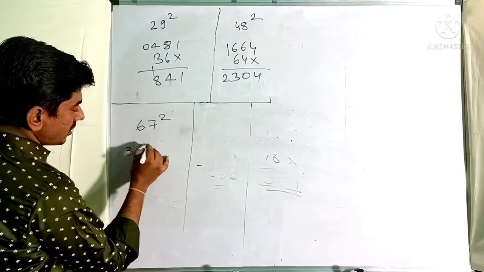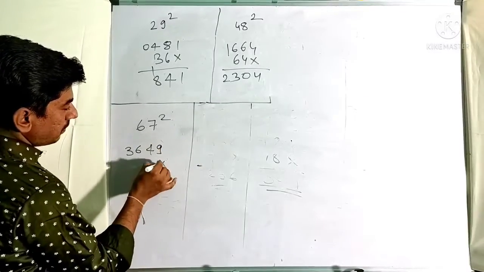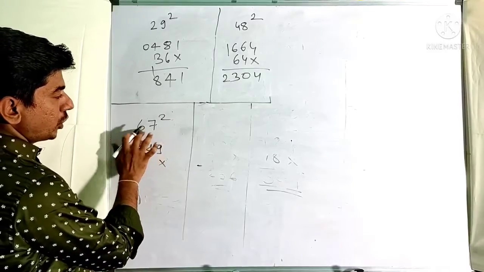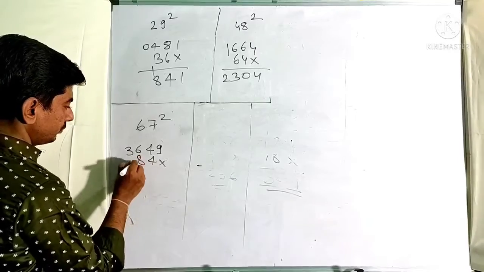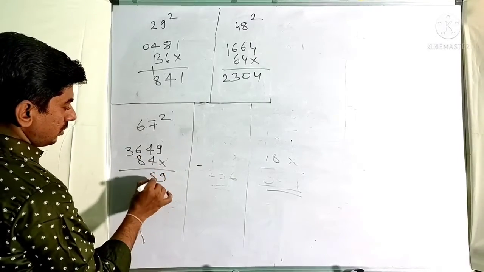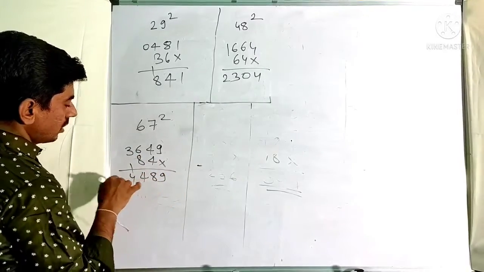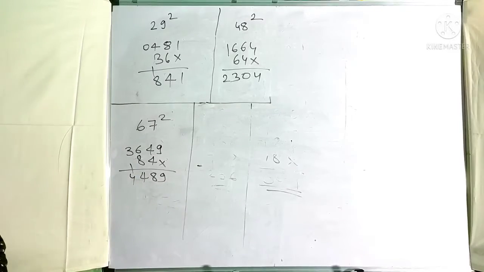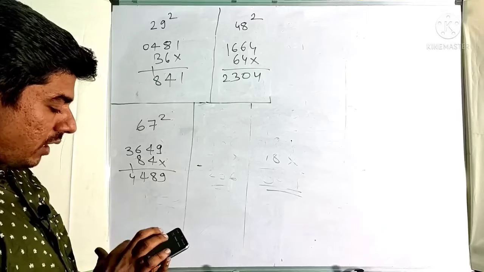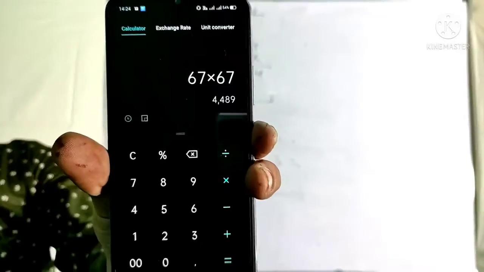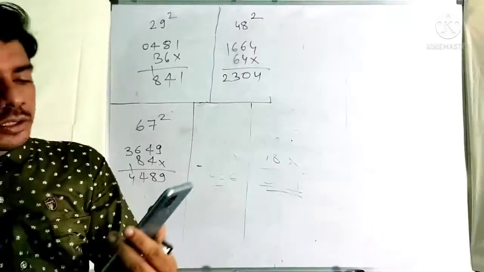Okay, now 67 square. 6 6s are 36, 7 7s are 49, leave 1 place, 6 7s are 42 into 2, 84. Just you can get your answer within seconds. 4489 is the answer. I will check it. Okay, see, 4489. The answer is correct.